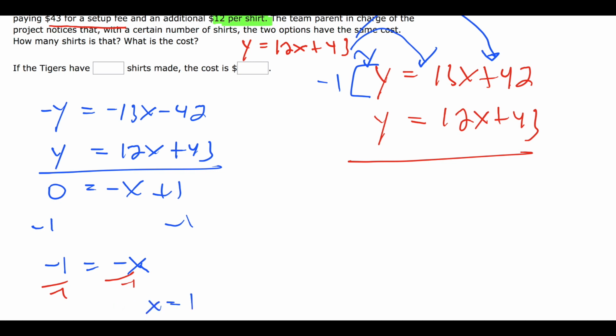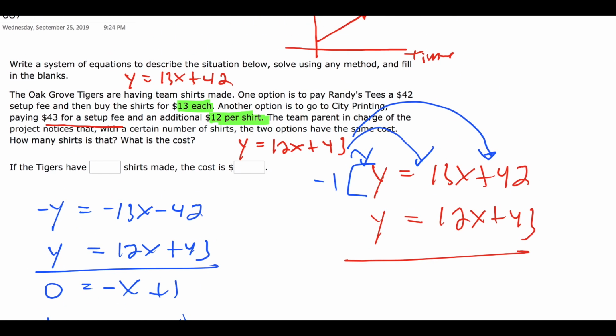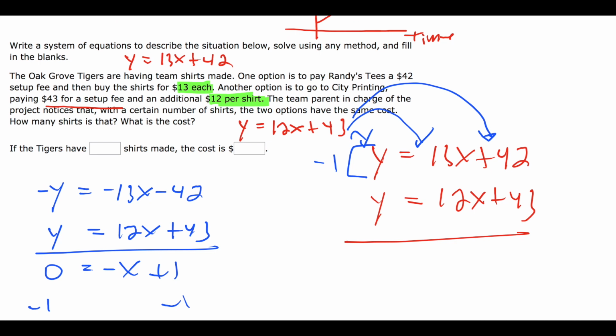And you've got to be very clear with what you assigned to your x value. So our x value, what is our x value? No, but in words, in terms of this word problem with shirts. X is the number of shirts, right? So x is the number of shirts.